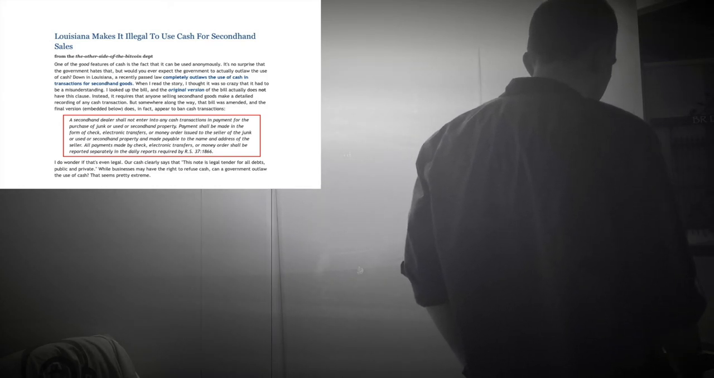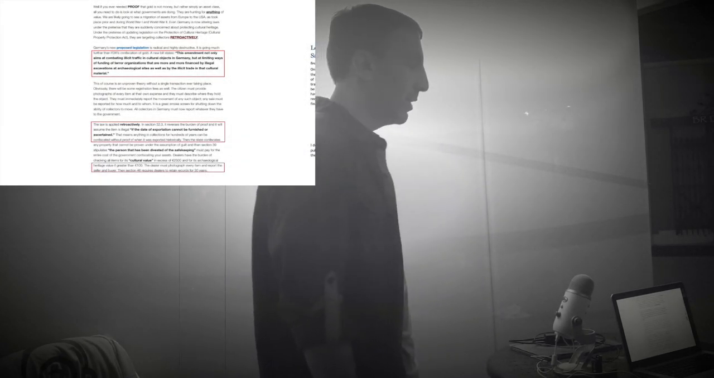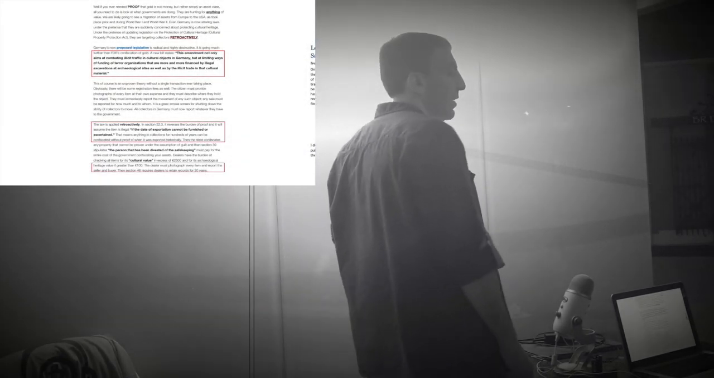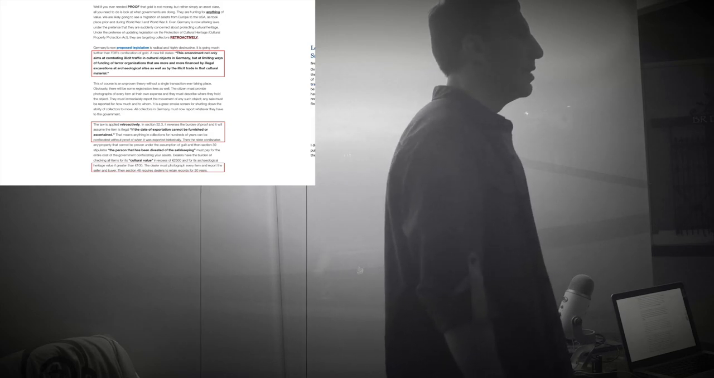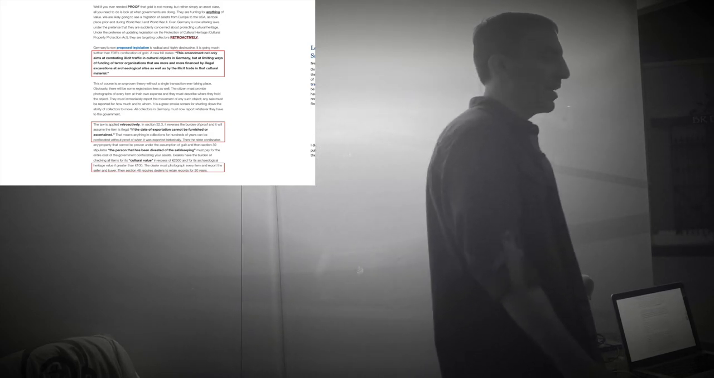So you have to do it by check, or you better get a credit card machine or something. I've also heard that it's illegal to have cash in a bank deposit box in America. Yes, it is also. There's some small limits, but yes. It's getting bad when it comes to cash. And again, it's great to be a Bitcoiner.